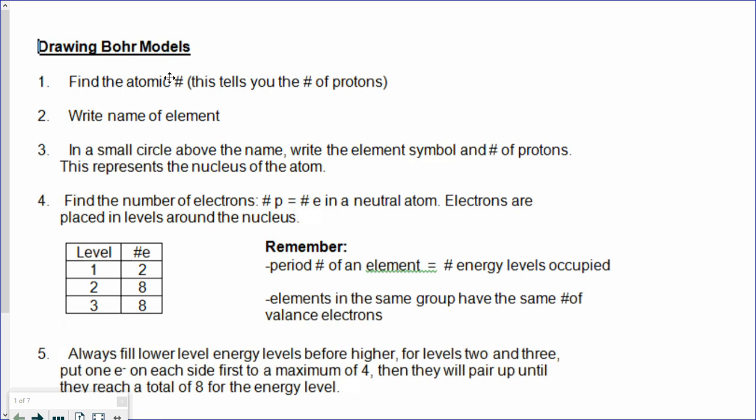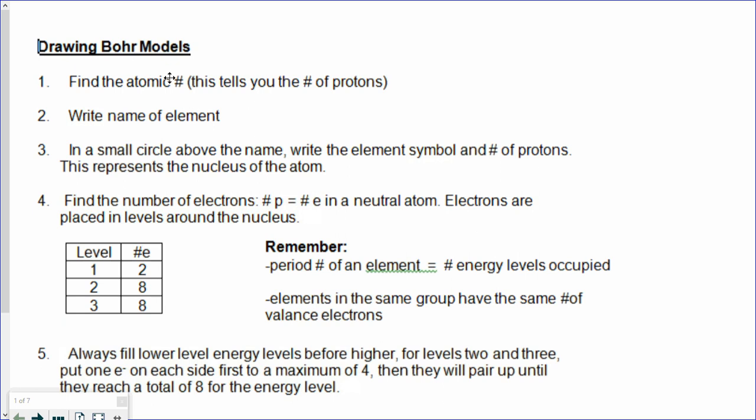You'll notice every element in the periodic table has its own atomic number. It increases kind of from left to right and down. So something, I don't have a periodic table with me, I just realized that. Something that has 15 protons will always be the same thing. So find the atomic number, it tells you the number of protons.